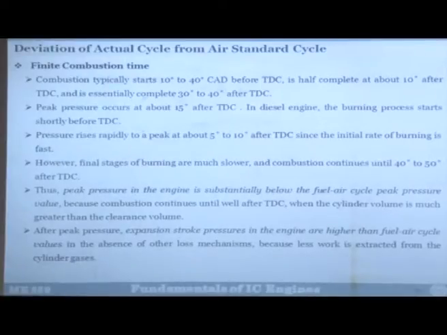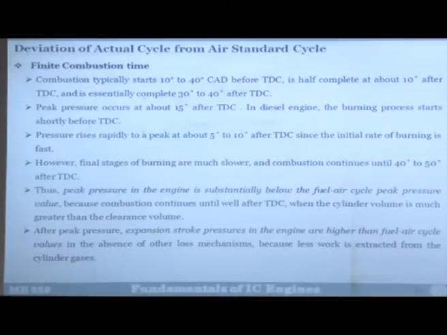Therefore peak pressure occurs at 15 degrees after TDC. In a diesel engine, the burning process starts shortly after TDC. Pressure rises rapidly, and peak pressure in the cylinder is obtained 5 to 10 degrees after TDC. In the ideal cycle, we assume that peak pressure happens at TDC. The initial rate of burning is fast, the final stage of burning is much slower, and combustion continues 40 to 50 degrees after TDC. So the combustion is intense in the beginning, and towards the later stage of expansion, it is very slow.